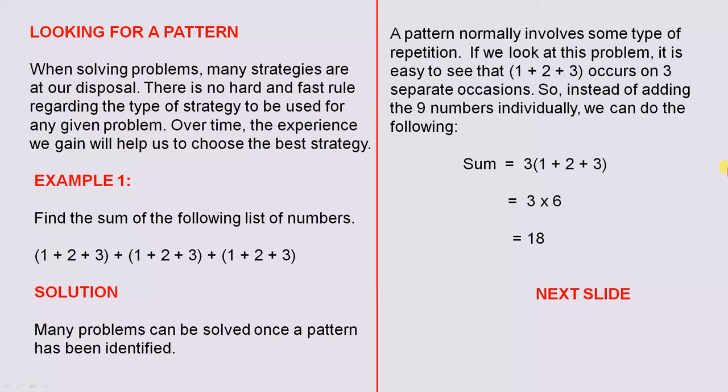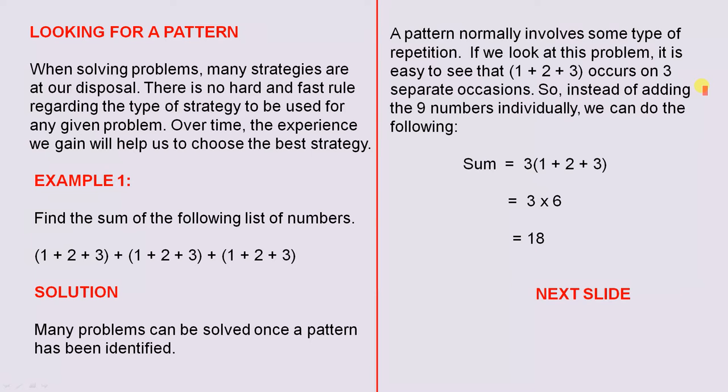Example 1. Find the sum of the following list of numbers. And here they are here. 1 plus 2 plus 3, 1 plus 2 plus 3, 1 plus 2 plus 3. The solution. Many problems can be solved once a pattern has been identified. A pattern normally involves some type of repetition. If we look at this problem, it is easy to see that 1 plus 2 plus 3 occurs on 3 separate occasions.